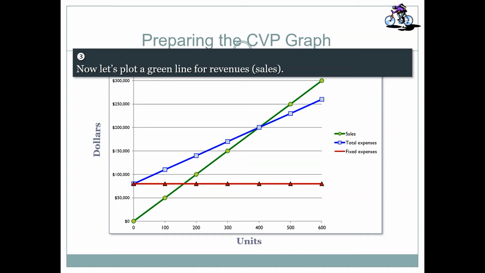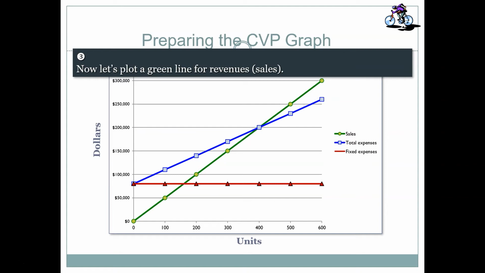Now notice that the green line starts out significantly beneath my fixed expenses, because my fixed expenses are $80,000 no matter whether I've sold one bike or 1,000. So before I sell any bikes, I'm already on the hook for $80,000. So I need to sell at least enough bikes to cover my fixed expenses.